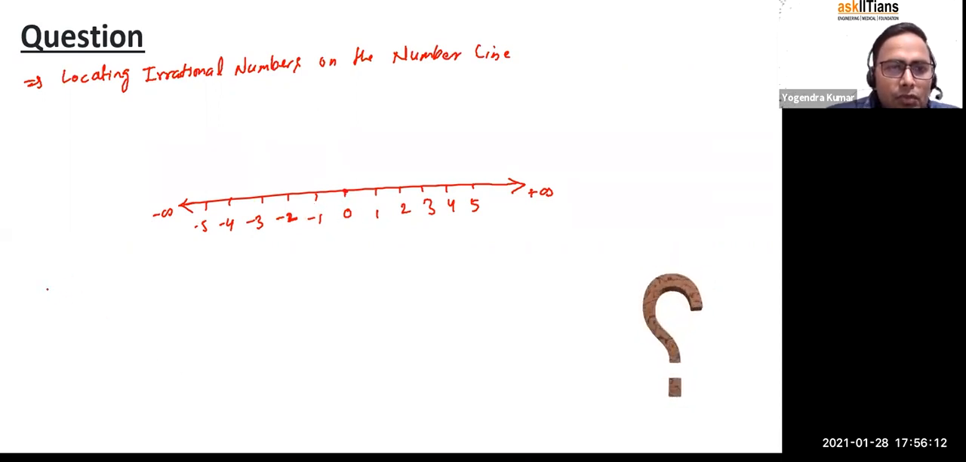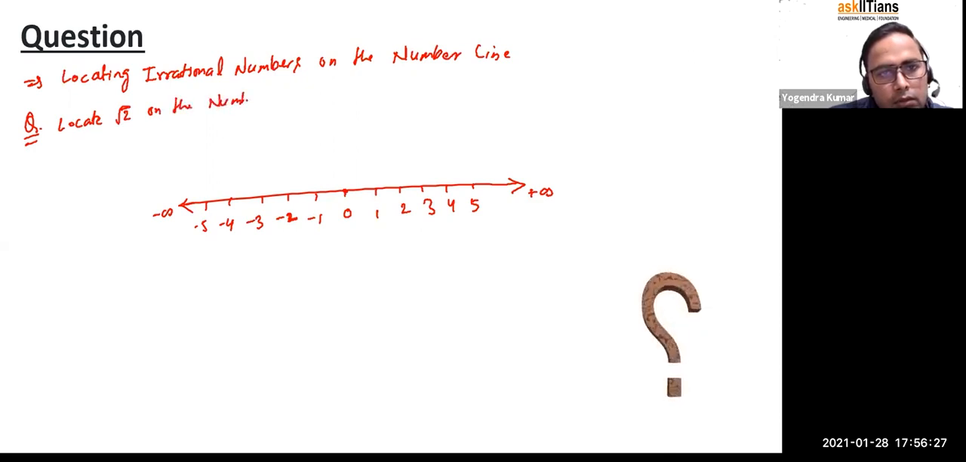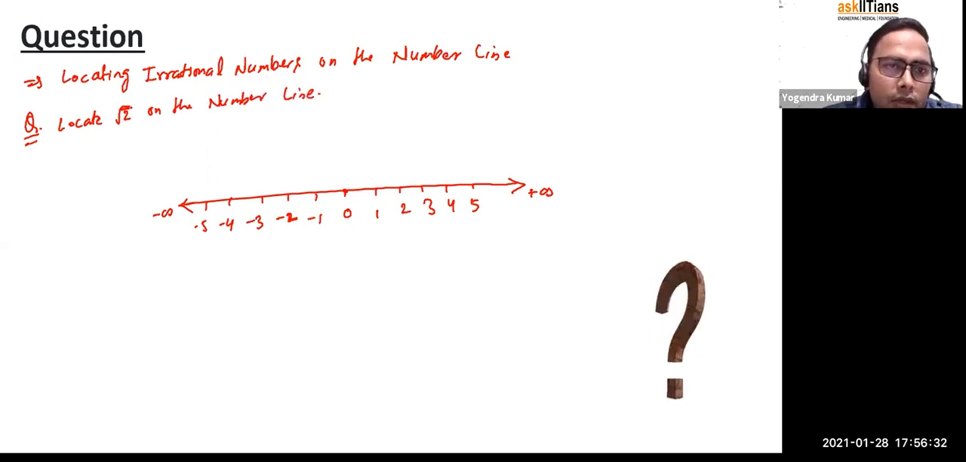We want to locate numbers like that. So suppose the question is: locate root 2 on the number line. What do we do here for root 2? I know that it is 1 point something, but we are not interested in that. We want to do it exactly on this location, where it will come. That is what we want to see.